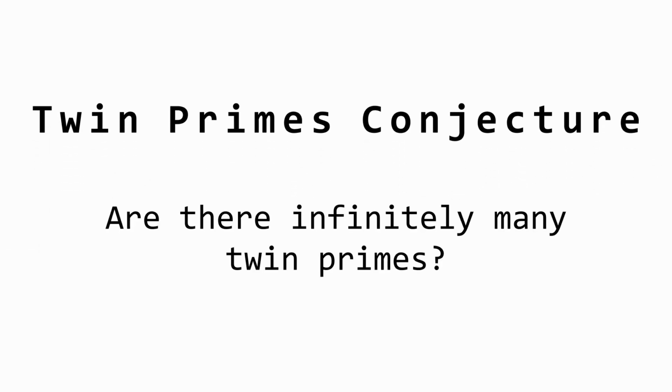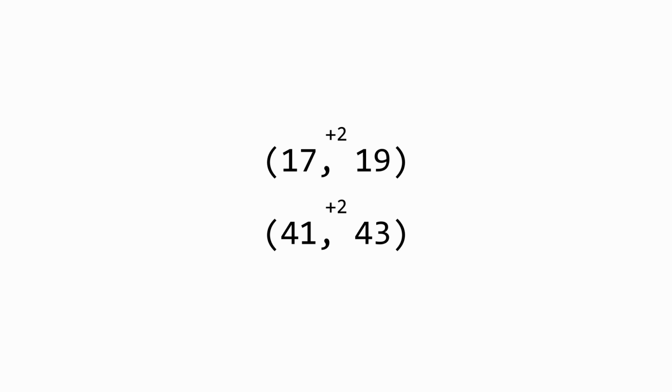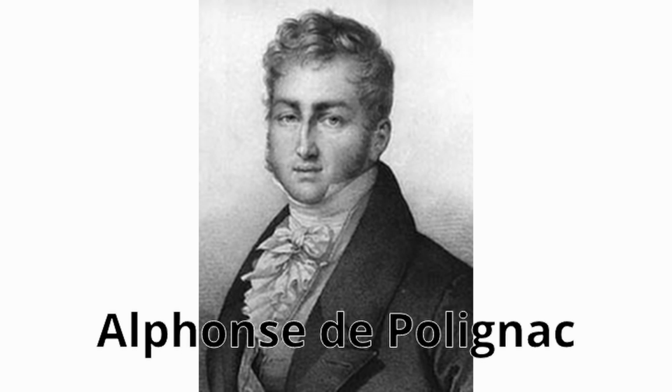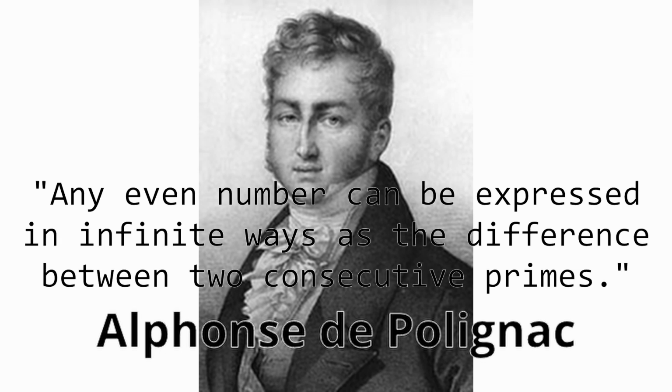The twin primes conjecture is a weird one. It asks if there are infinitely many twin primes. A twin prime is where there exists a prime and then another prime that differs by 2 from the original. For example, 17 and 19 is a twin prime pair, along with 41 and 43. This conjecture was originally stated in 1846 by Alphonse de Polignac, who wrote that any even number can be infinitely expressed as a difference between 2 consecutive primes. When the even number is 2, it represents the twin primes conjecture. 2 equals 5 minus 3 equals 19 minus 17 equals 43 minus 41, etc.